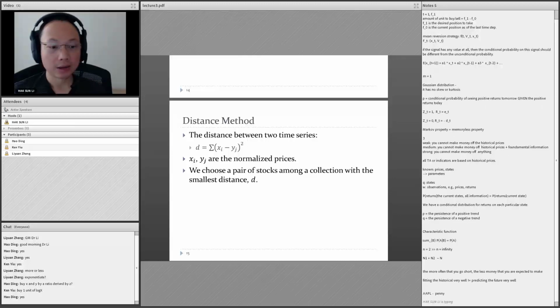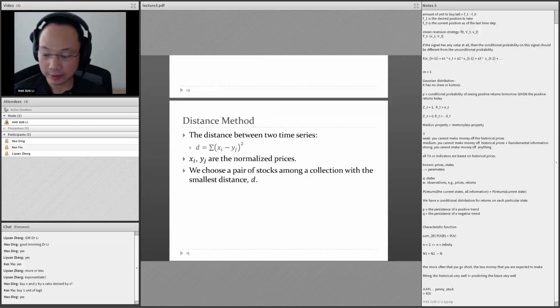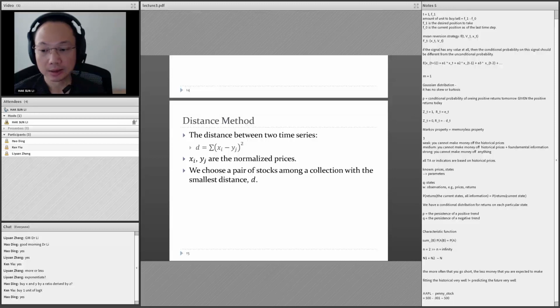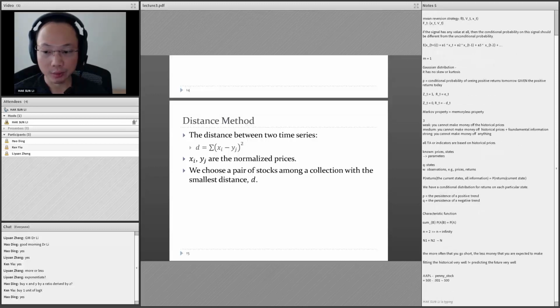Okay, now if you just use the raw prices, then this thing makes no sense because it will be just like, say, 500 minus 0.001. It is more or less the same as 500. So if you just use the raw price, then the distance is always dominated by the big guy, by Apple in this case. So the value is almost more or less around 500. Okay, so in order to avoid this scaling problem, we use the normalized price.